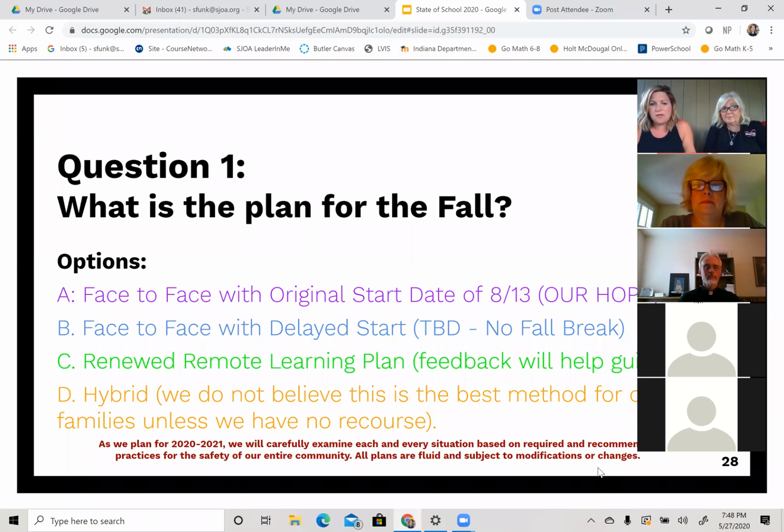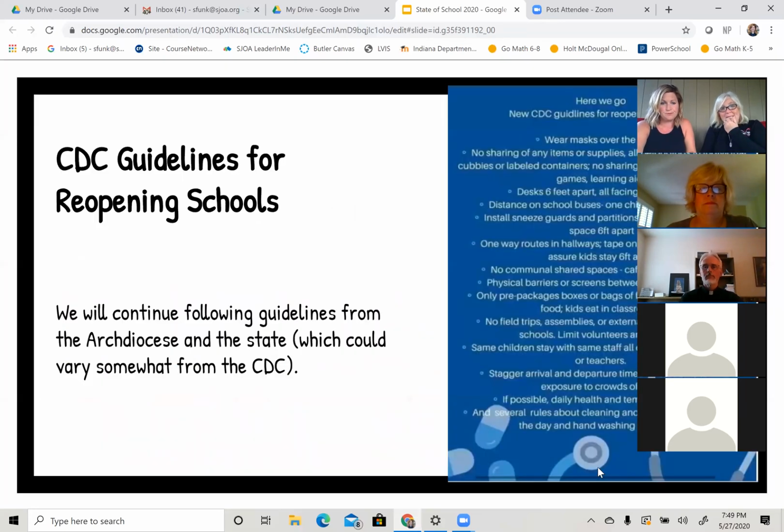And then the last option would be a hybrid. For those of you who don't know what that is, basically students would attend school part-time. So we would have mornings and afternoons, or we would have every other day to reduce numbers and bodies. But Jan and I talked a lot about this, and we just really don't feel that it's what's best for families. And so unless we are told that's what we have to do, that will be our last resort.